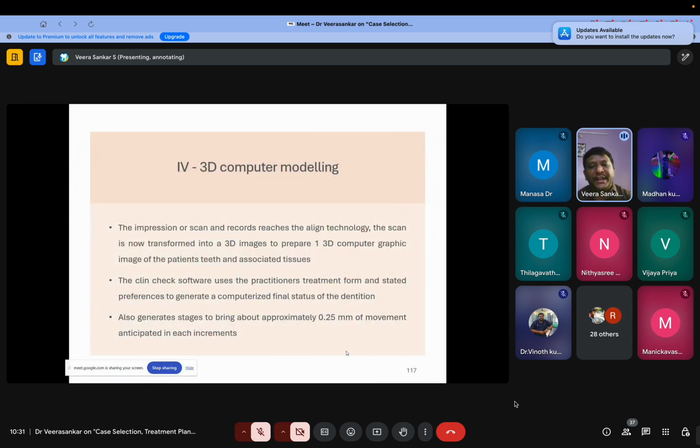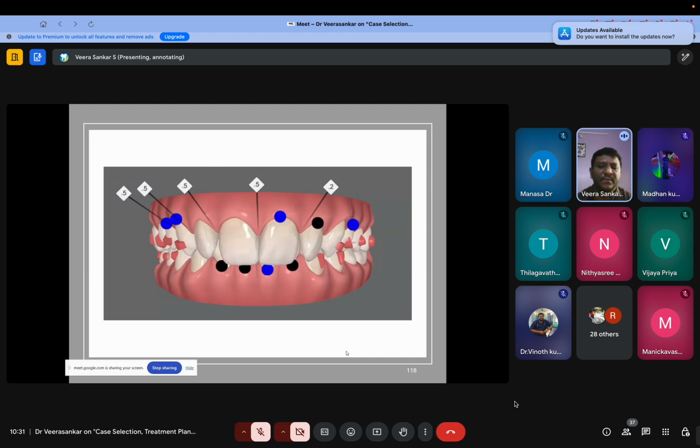Moving on to the 3D computer modeling. Soon after the scan reaches the lab, they will come out with an initial plan, which can be corrected by us, the clinicians, with minute modifications. If it requires a severe modification, we can also get assistance from the laboratory orthodontist who designs the treatment. For example, I'll show you.